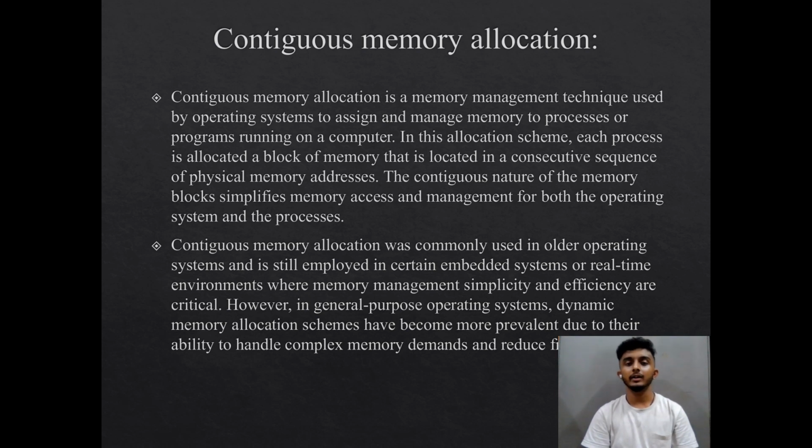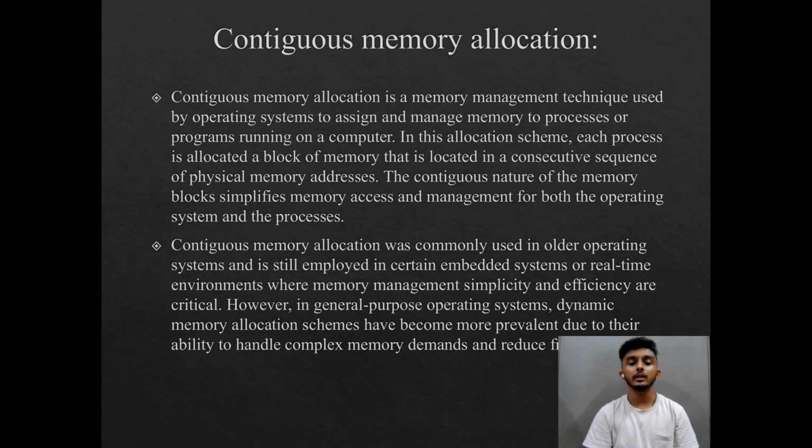Now let's look into the contiguous memory allocation. Contiguous memory allocation is a memory management technique used by the operating system to assign and manage memory to processes and programs running on computer. In this allocation scheme, each process is allocated a block of memory that is located in consecutive sequence of physical memory addresses. The contiguous nature of the memory blocks simplifies memory access and management for both the operating system and the processes.